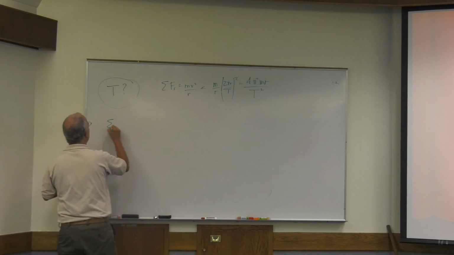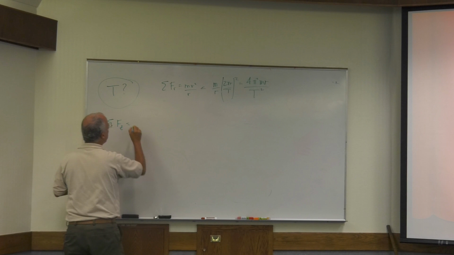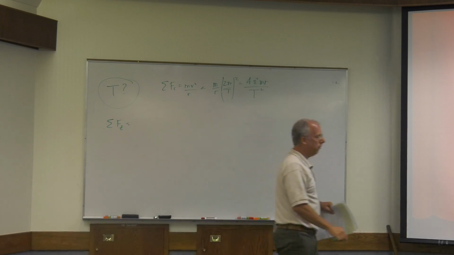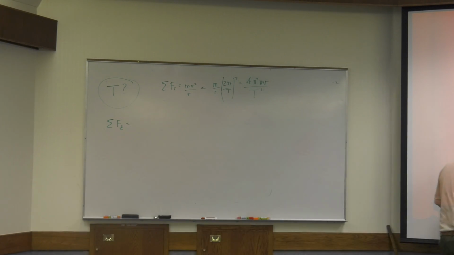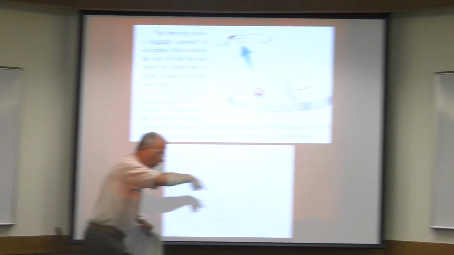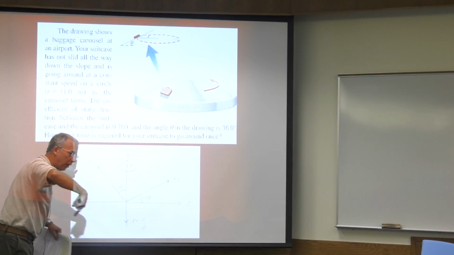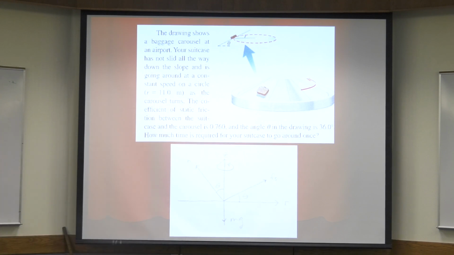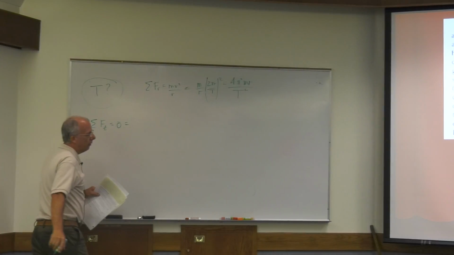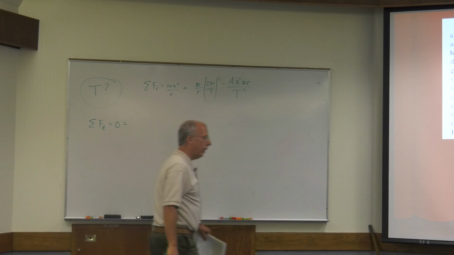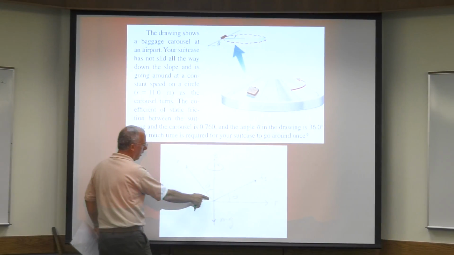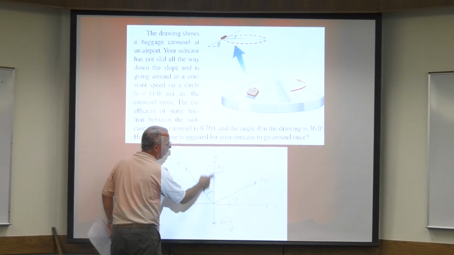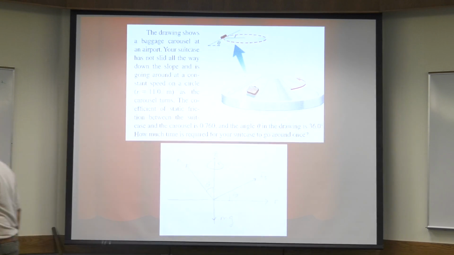So the sum of the z forces, what is it? Is it accelerating this way? No, it's just going around like this, right, in a horizontal plane. So the sum of the z forces is 0. Okay, so what do we have? We have n cos theta, right? Here's n, but we want this. So it's n cos theta.